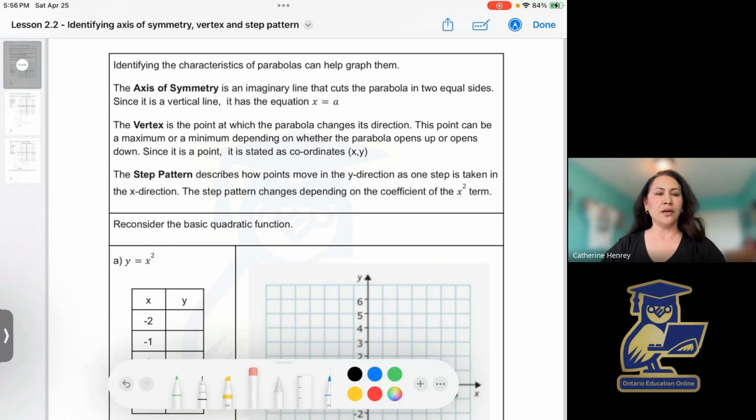Hey everyone, welcome to lesson 2.2. We're going to take a look at the axis of symmetry, vertex, and step pattern. So identifying these characteristics of parabolas will help us be able to graph them.